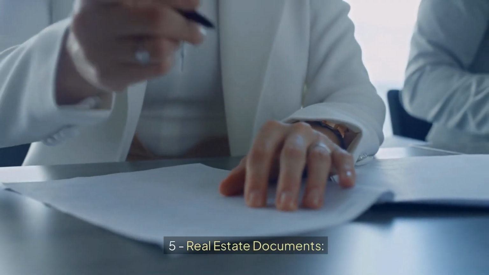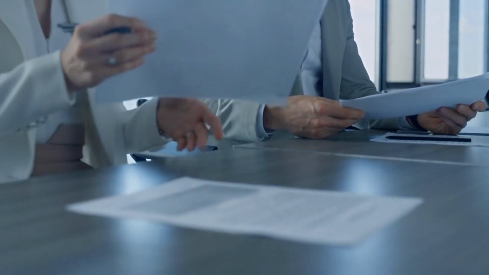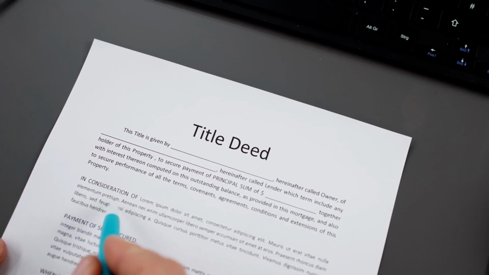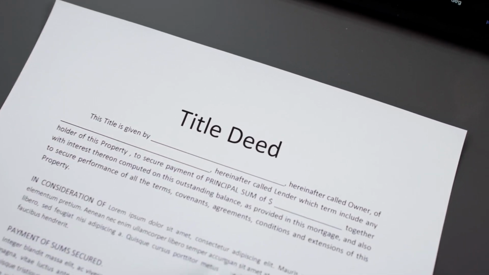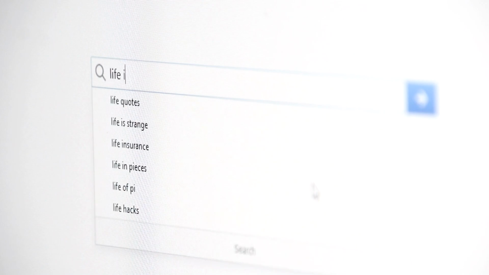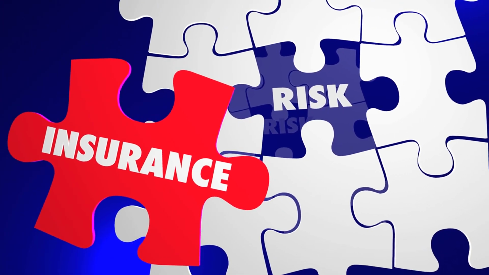5. Real estate documents. Gather deeds, mortgage statements, and any other documents related to real estate owned by the deceased. These documents will be needed to transfer ownership of real property during the probate process. 6. Insurance policies. Locate any life insurance policies, as well as health, auto, and property insurance policies. These documents may contain important information about beneficiaries and coverage amounts.